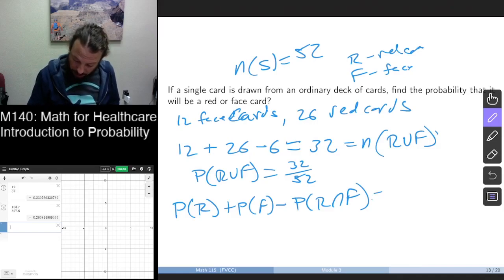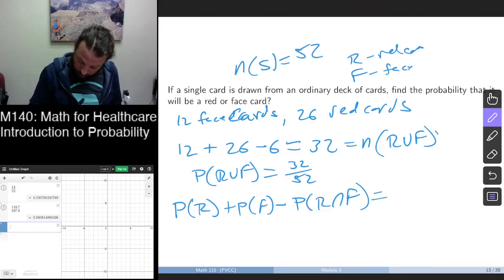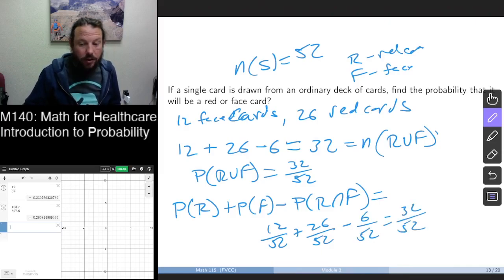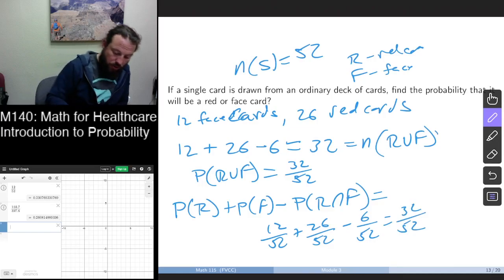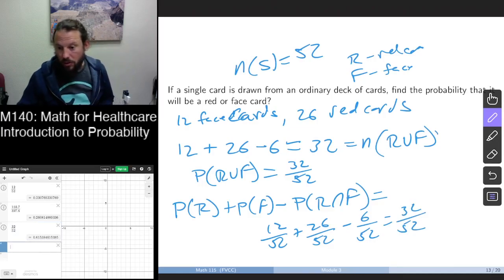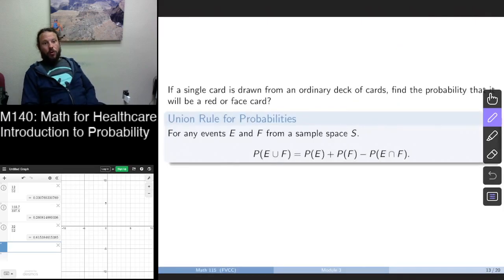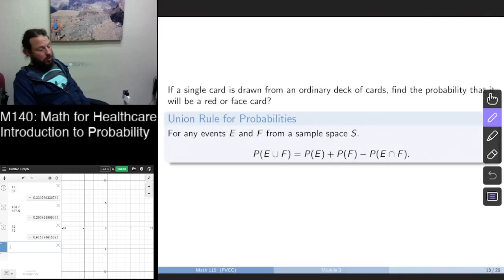And this turns out to be 12 out of 52 plus 26 out of 52 minus 6 out of 52. And we end up with 32 out of 52. And just to get an idea what that decimal is, 32 out of 52 is about 0.62. And that's our next rule here. The union rule for probabilities is the same as the union rule for counting, as long as our sample space is made up of equally likely outcomes.